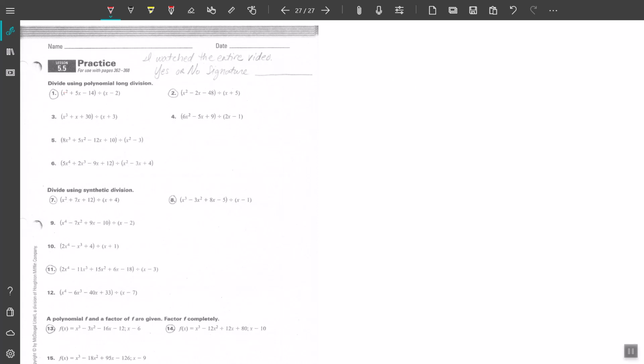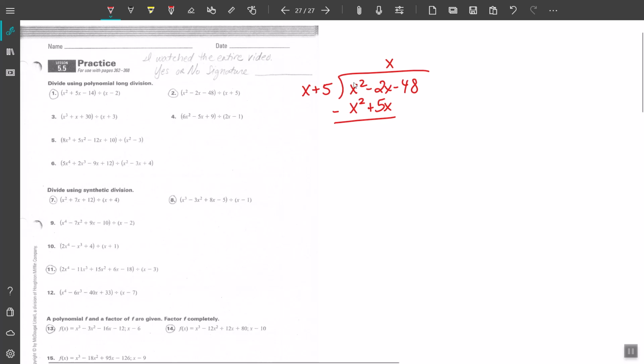All right, we'll do that again with number 2. So x squared minus 2x minus 48 is being divided by this binomial x plus 5. So we're going to start by dividing x squared by x. That is x, but we're going to put it over top of the same degree term. Then I'm going to multiply x and x squared, x and positive 5, give me 5x. I'm going to subtract those. I'll get 0x squared, and I'll get 3x.